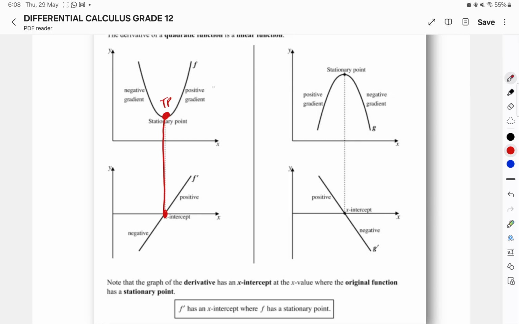If your graph is concave up, a is greater than 0, your straight line will be increasing. It will be an increasing graph where a is greater than 0. If it's concave down, my graph will decrease, and I know that the turning point will now be the x-intercept of the linear function. Good.